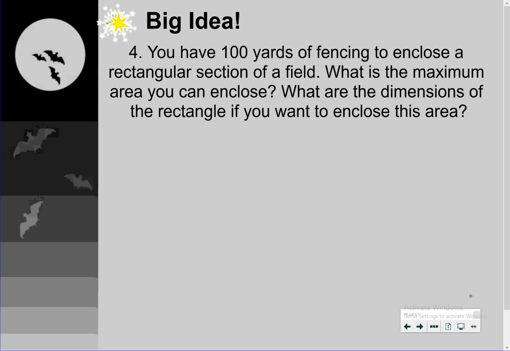So last couple things from 3-1. You're going to see a couple problems like this on your Math Excel when you get to it.